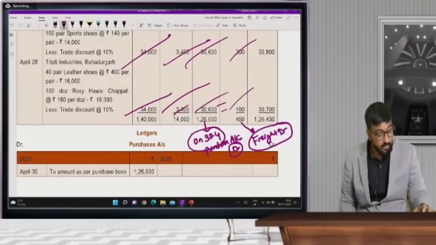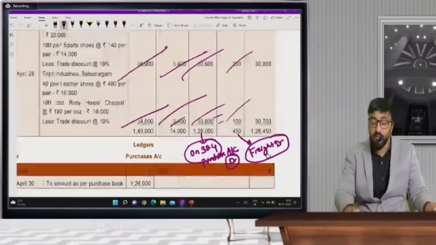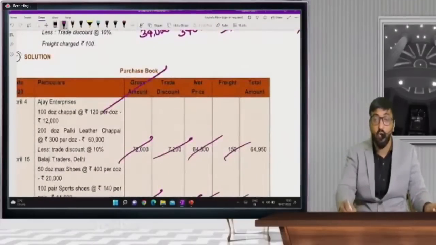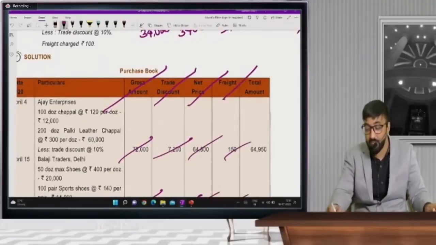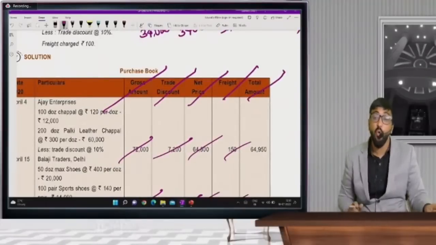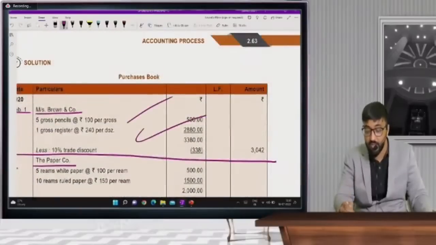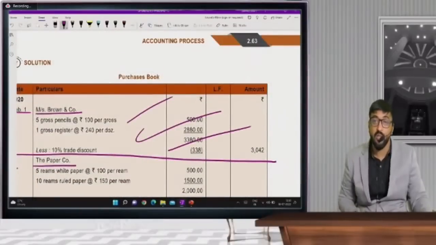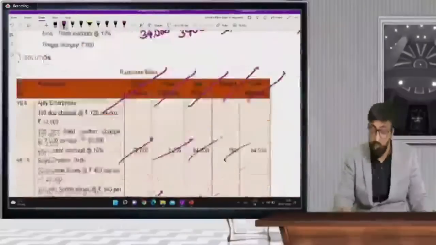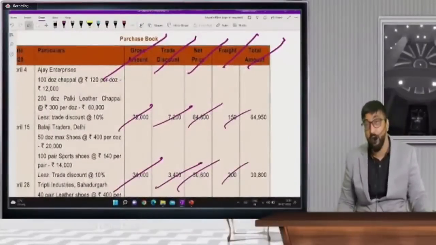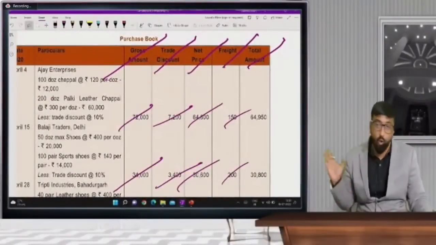Beta, this is a second method. You will take gross amount, trade amount, net price, freight, and total amount. You have an option. Either you show it as per the first question, or if you prepare it in columnar format also, it is correct. Both options are correct. You go by columnar format.